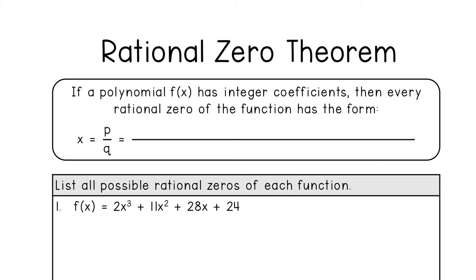So, just a little bit of vocabulary. Remember that zero means a solution or a root. So, solution, root, they both mean the same thing as zero. In fact, probably the easiest way to think of a zero is the x-intercept. So, when you graph it, where is it crossing the x-axis?